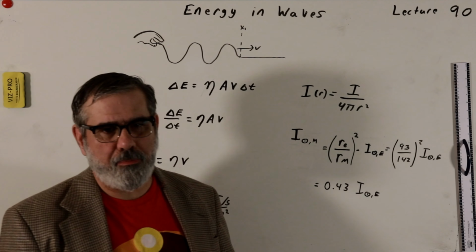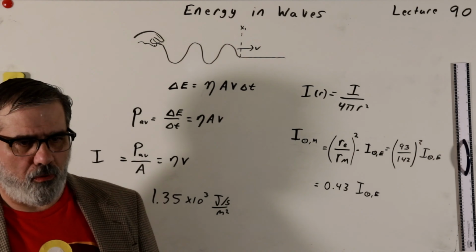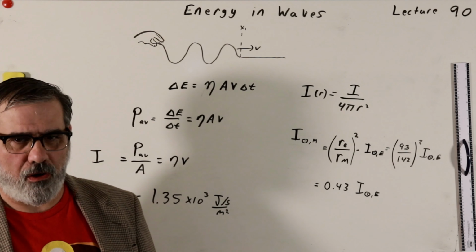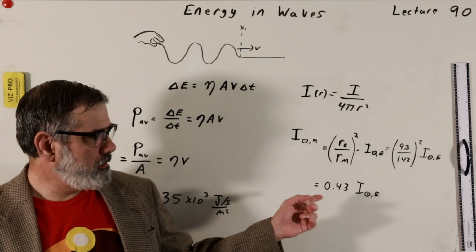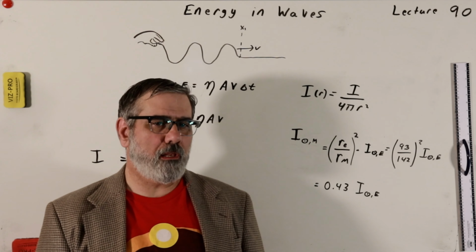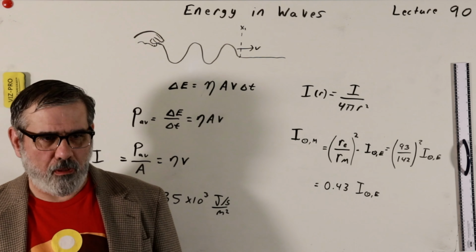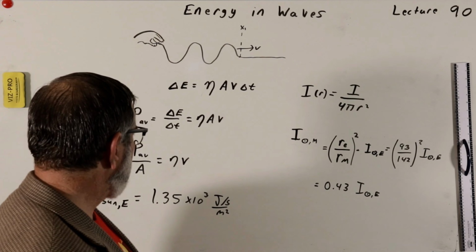So that means that the spectral intensity on Mars is 43% of what it is on Earth. If we wanted to do some solar-powered stuff up there on Mars, we'd better take into account the significantly lower spectral intensity. Does that make sense so far?